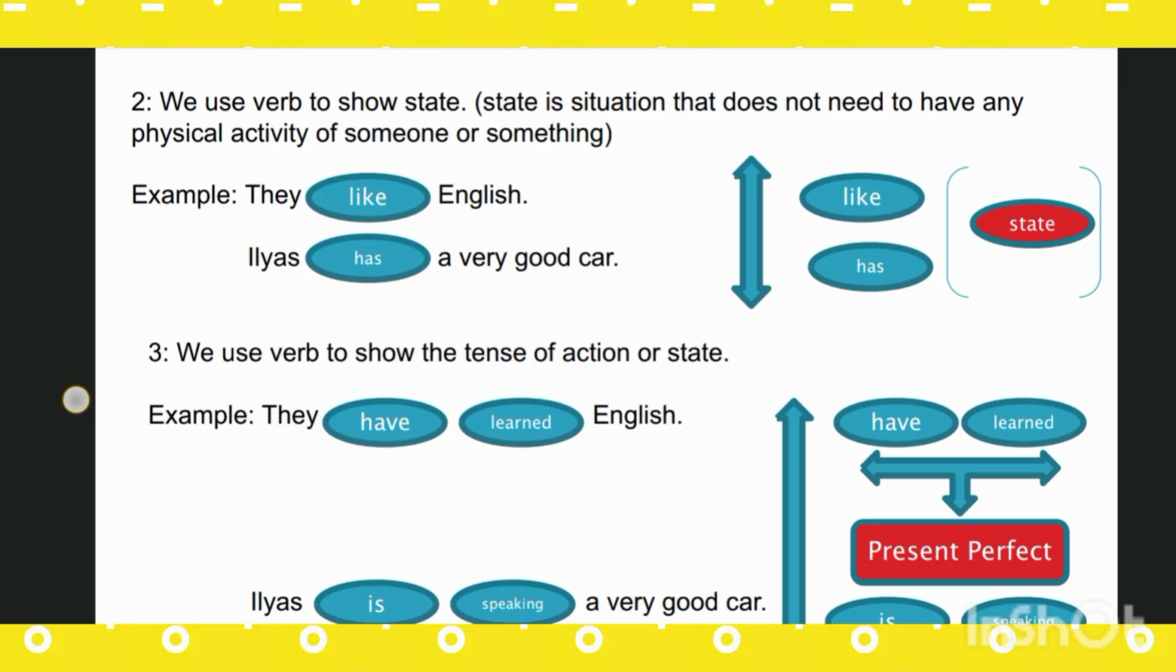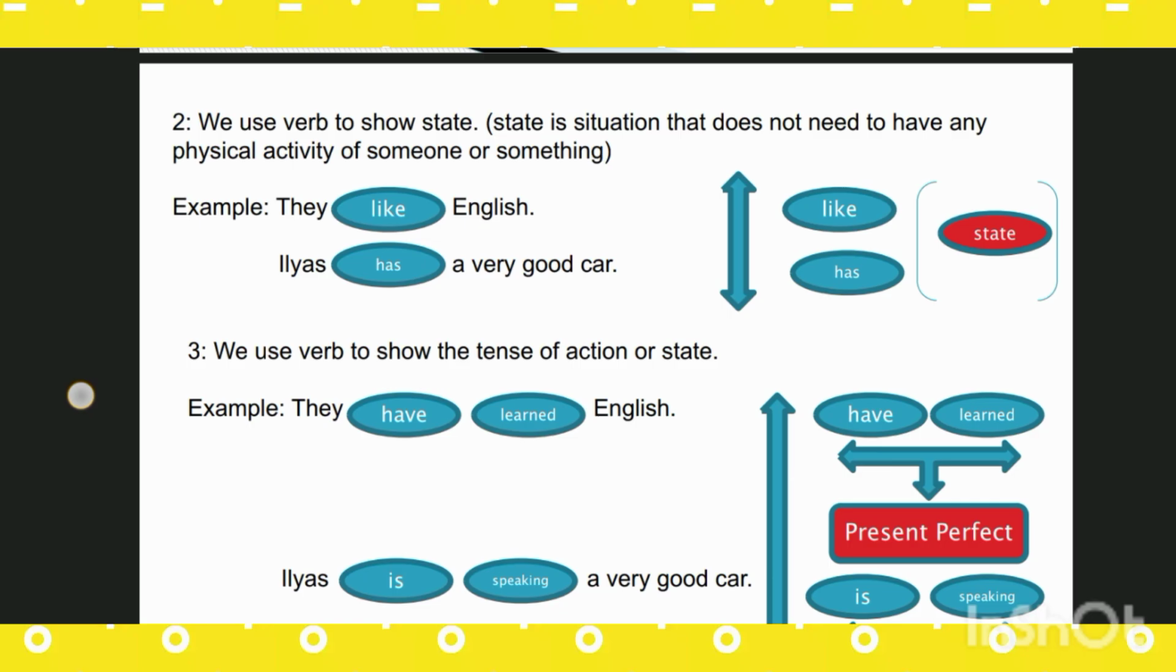वो जिस हालात में होता है उसको हम state बोलते हैं. Looking at the example in our definition, you have to see we use a verb that shows state. Status, situation does not need to have any physical activity of someone or something. They like English. They like English. Ilyas has a very good car.